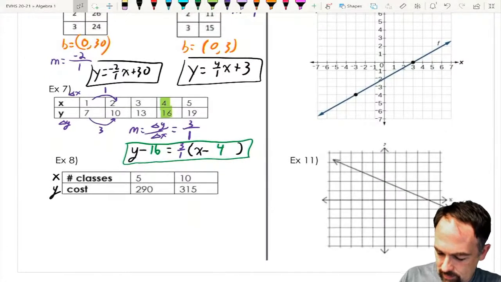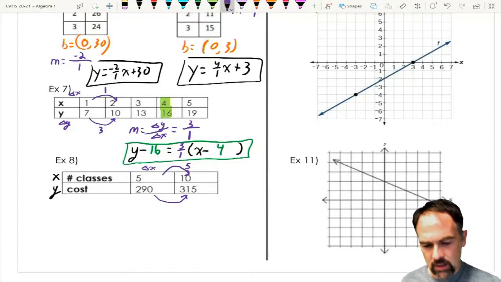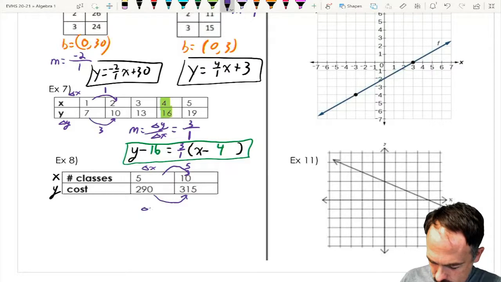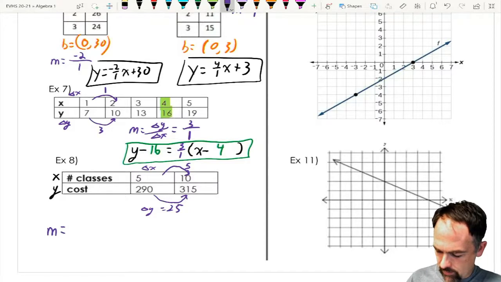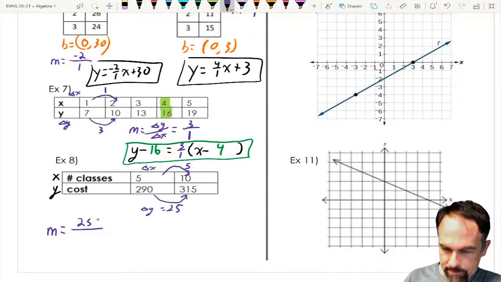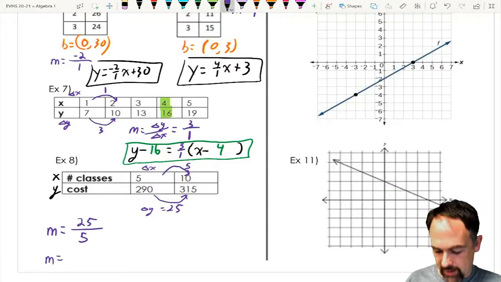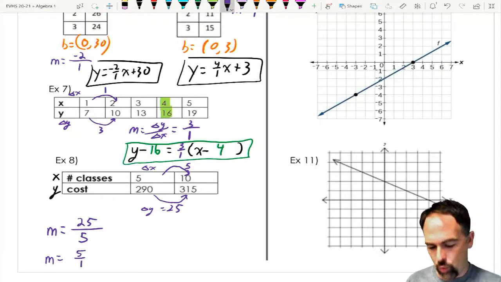Okay, number 8. My delta x from 5 to 10 is 5. My delta y from 290 to 315. Oh man, my mental math here. You know what? That's 25. What am I talking about? My delta y is 25. So slope is delta y, 25, divided by delta x, which is 5. And I want to simplify that fraction. 25 divided by 5 simplifies to 5 over 1.